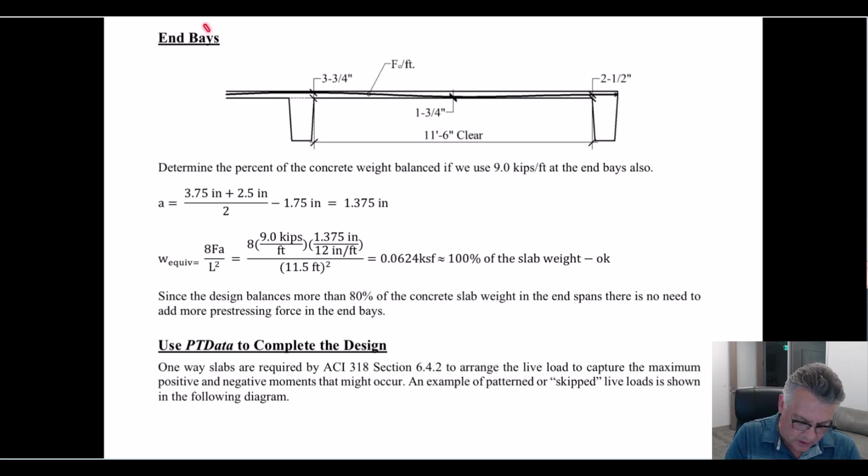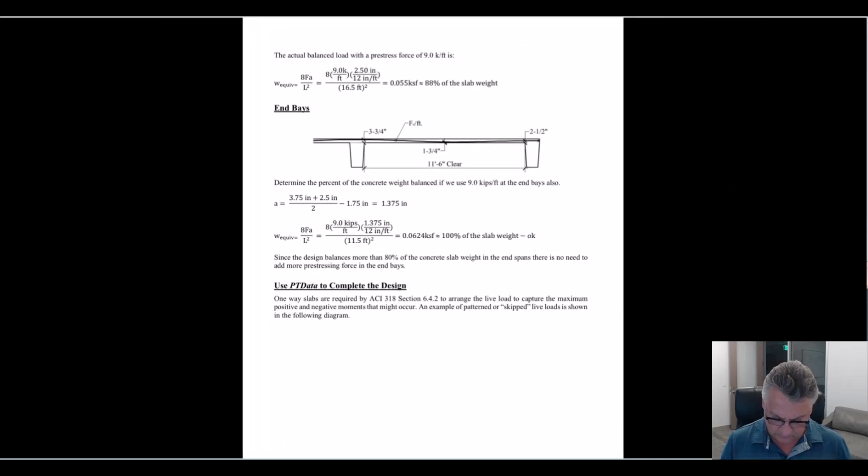And we'll look at the end bays. We're balancing a little bit less. Oh, I lied. Balancing more. Because of that 13-foot bay, I can balance a lot of the load. So probably should look at my example a little closer before I do it. So we're in the range of 80 to 100% of balance load. Doesn't look like we're going to have to add any additional post-tensioning.